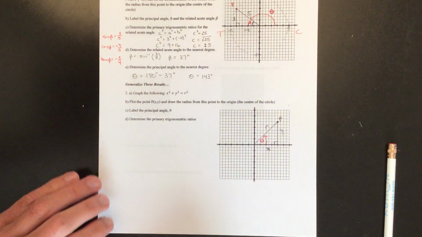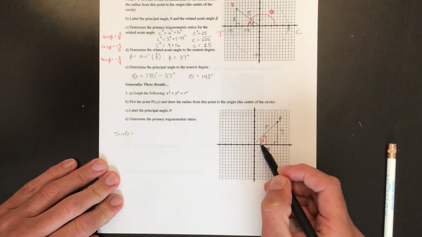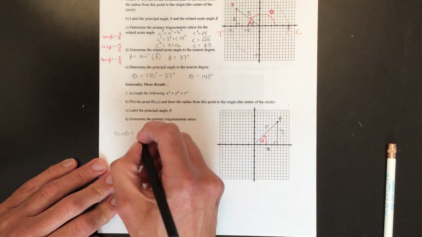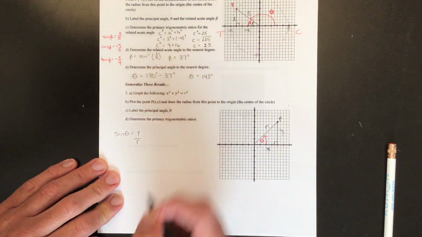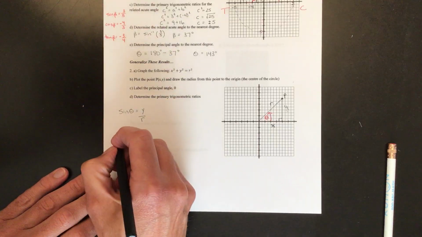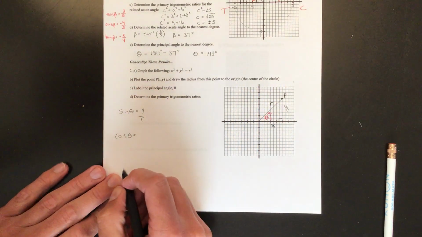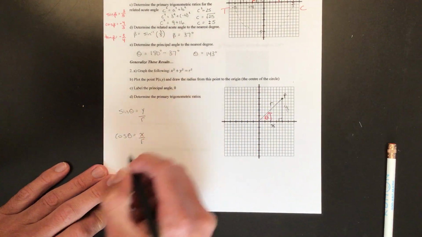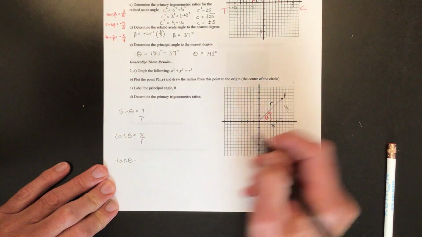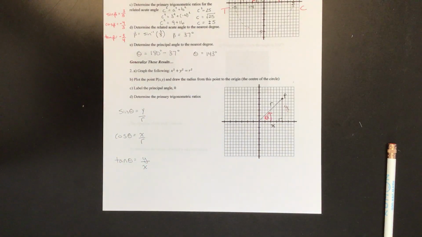Now, if we look at our primary trig ratios, sine is opposite over hypotenuse. So sine is equal to y over r. Or we can look at cos, adjacent over hypotenuse, or in this case, x over r. And tan, opposite over adjacent, which is y over x.